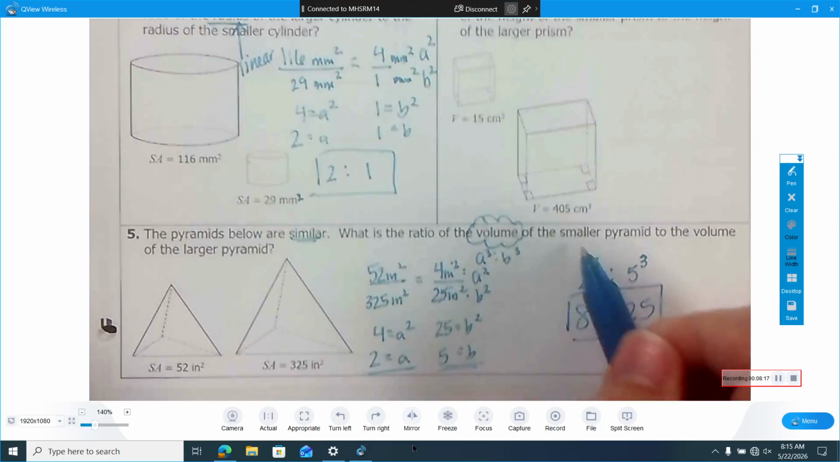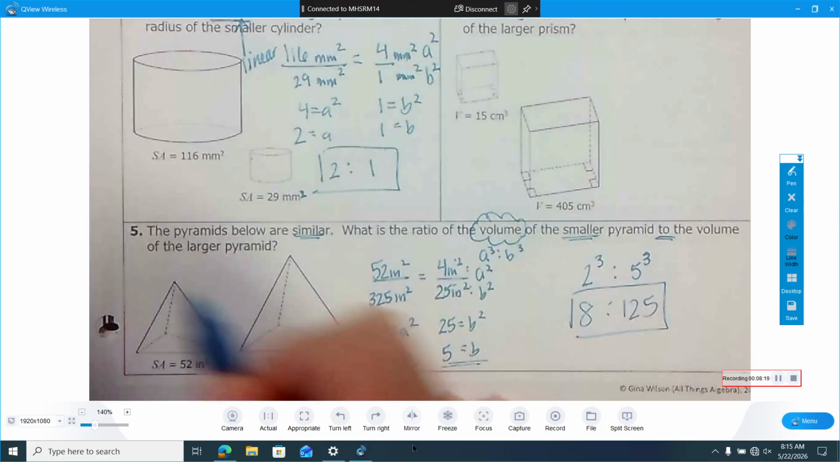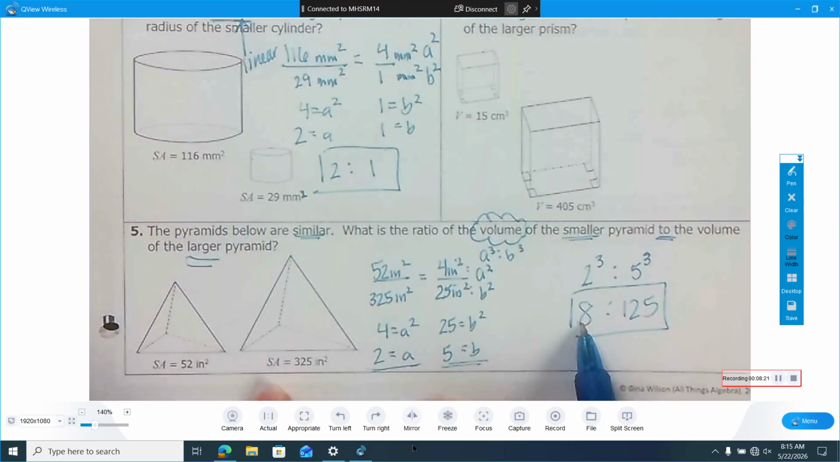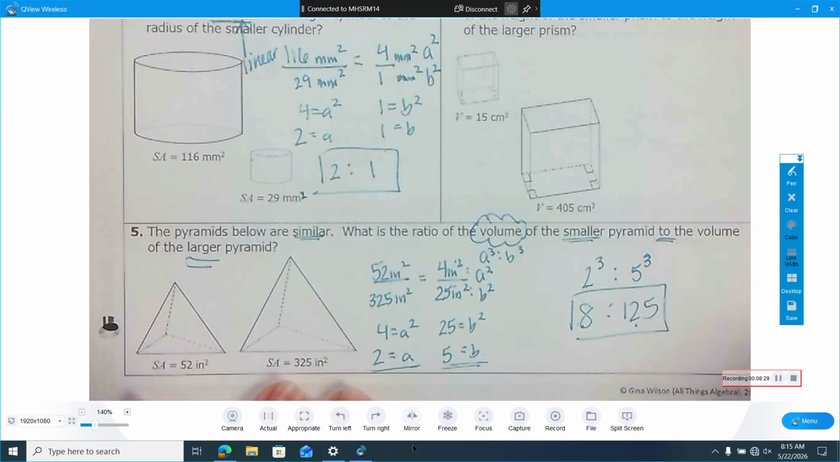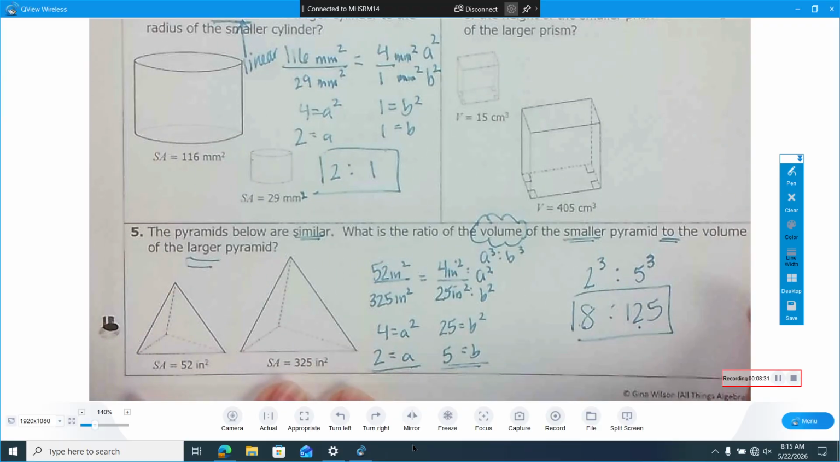You'll notice they wanted it smaller to larger. We got the smaller number first and the larger number last. That's the order they want it in. Does that make sense to you? Okay. Okie dokie. Turn the page. Last page.